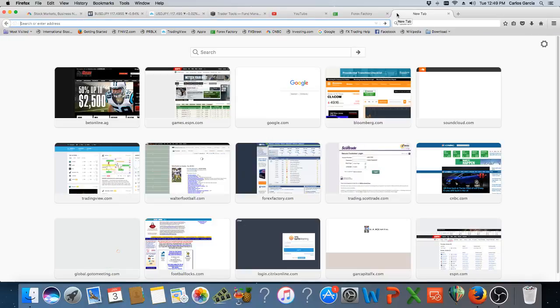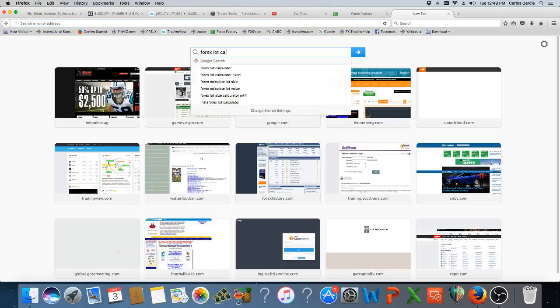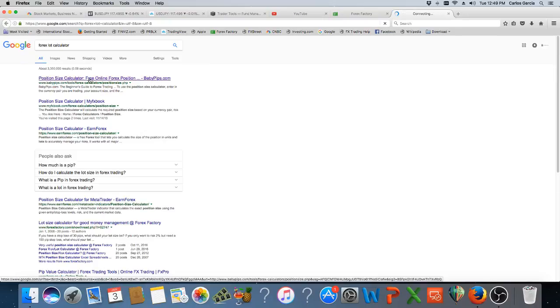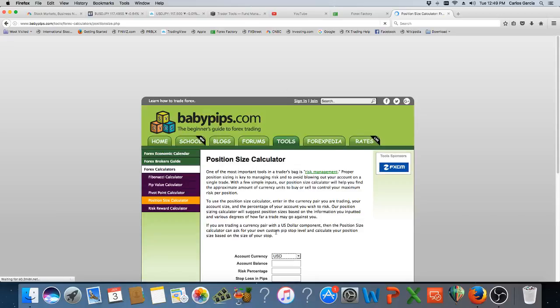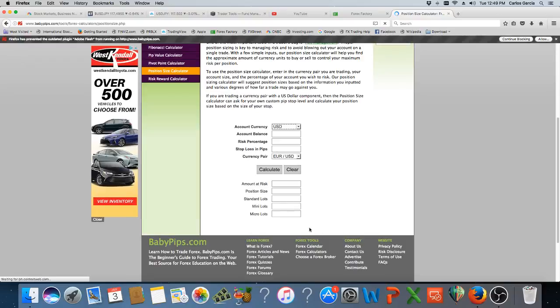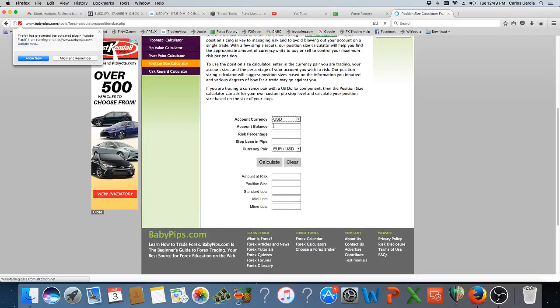I just want to go over one thing before we continue. I want you to take a look at this. This is a position size calculator. This is through Babypips. This is one of those websites I do recommend everyone to take a look at. If you want an overview of anything in forex, it's a great way to start for new traders.